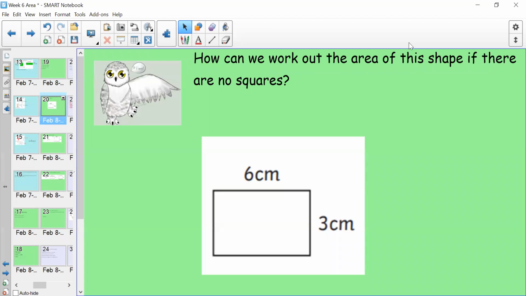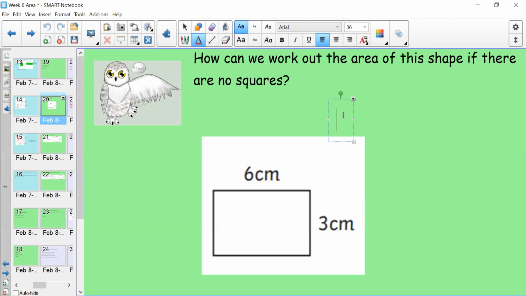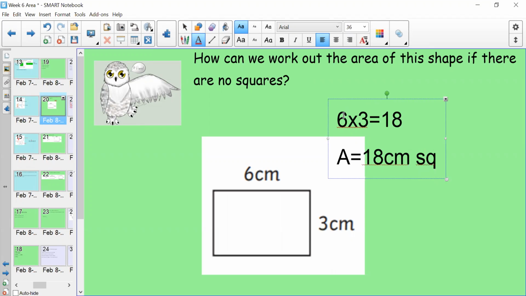Okay, so when we are calculating area, we multiply the two sides of the shape together. So we've got a measurement of 6 centimeters. And we're going to times that by 3 centimeters. So 6 times 3 equals 18. Therefore, the area equals 18 centimeter squares.